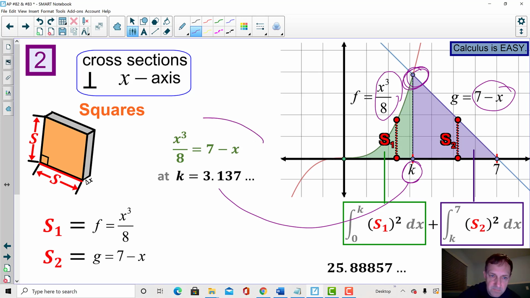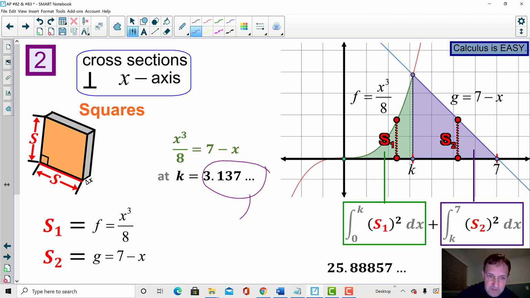So we just have to solve where these two equations are equal to each other, and of course we're solving for x. Don't forget to store this value for k in your graphing calculator, and then you can just type in the integral from 0 to k. And for the second integral, you can just type in the integral from k to 7. It's much easier than typing in the entire decimal. So we got to plug in both integrals into our calculator. We're actually adding two integrals together, and our final answer should be 25.888.